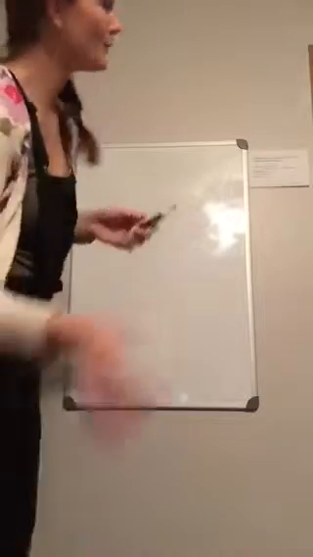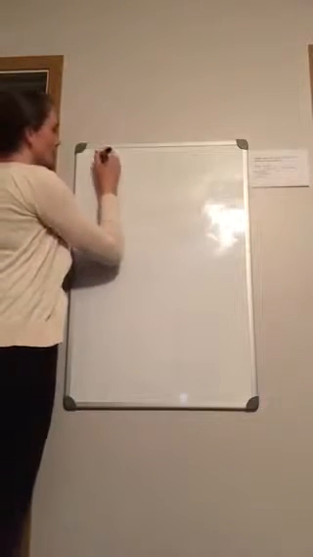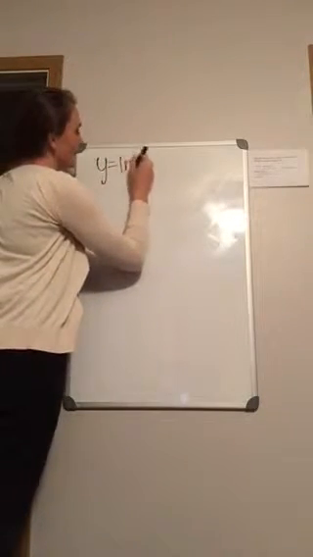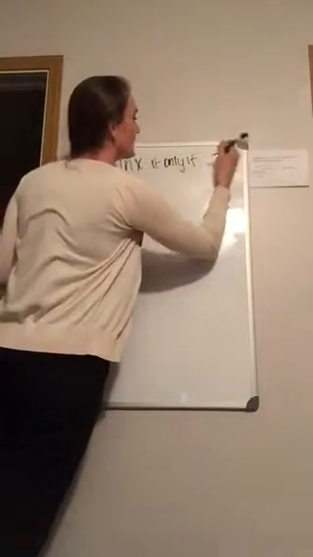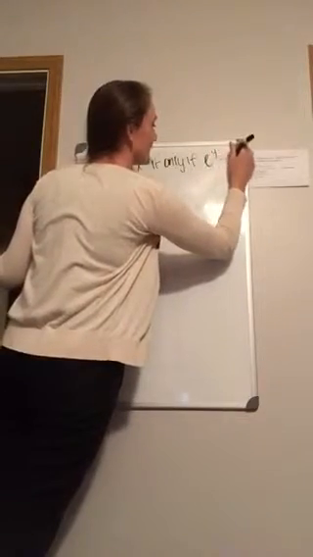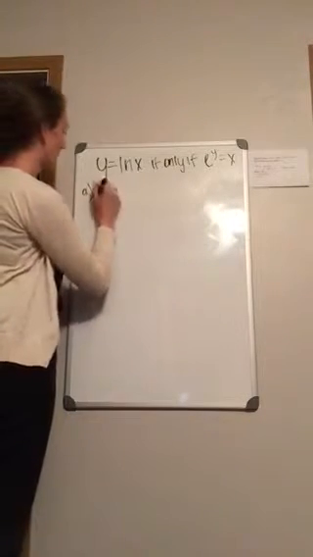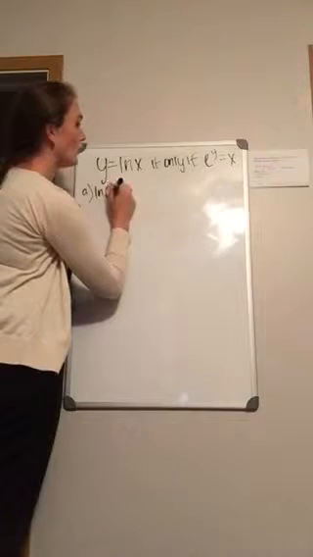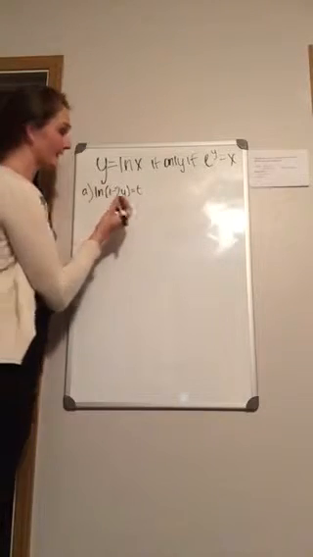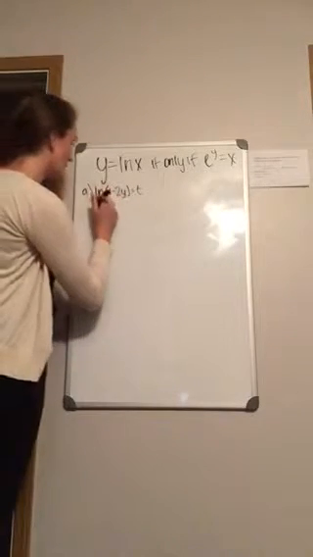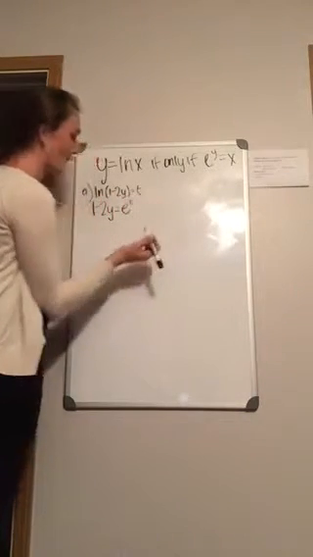Now, for the third problem, we are going to solve for y using the law of logarithms. So we know that y equals ln of x if and only if e to the y power equals x. So for our first problem, a, ln of 1 minus 2y equals t. We want to change this into exponential form. So we get 1 minus 2y equals e to the t power.